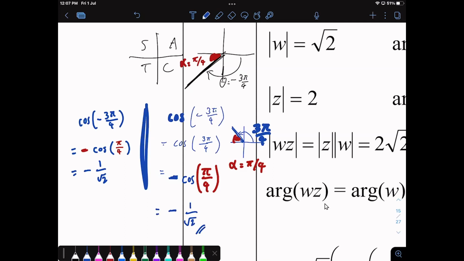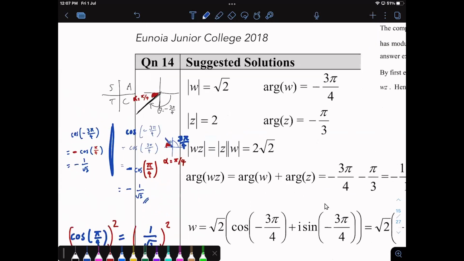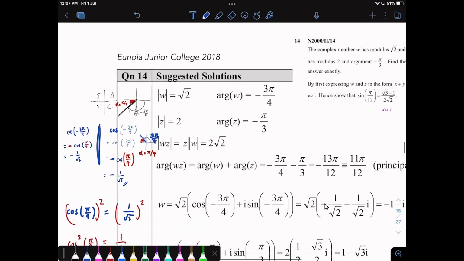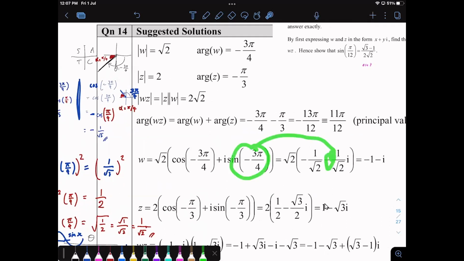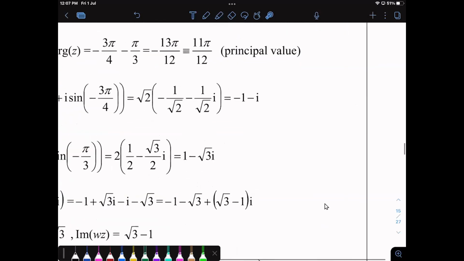Okay, good. So that's how you evaluate. That's how you go from here to the exact value, negative 1 over square root 2. How about sine? Okay, now you try sine negative 3 pi by 4.